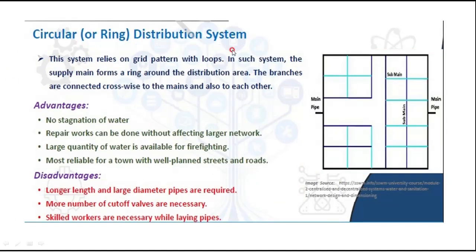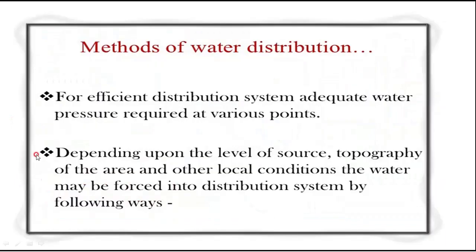Circular or ring distribution system. Circular or ring means here the main pipe is on the outer periphery, and your sub mains and distributions are connected to this one. This we will use for very large cities. For example, a big city is there, then you can put a main outside the city as a periphery, and from there you can connect the sub mains and branches. Again, pause the video and read the advantages and disadvantages.